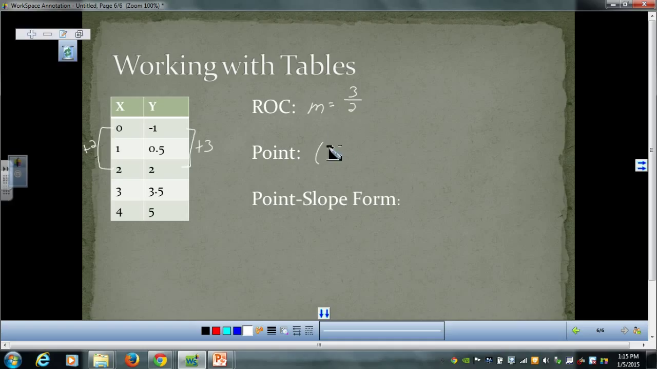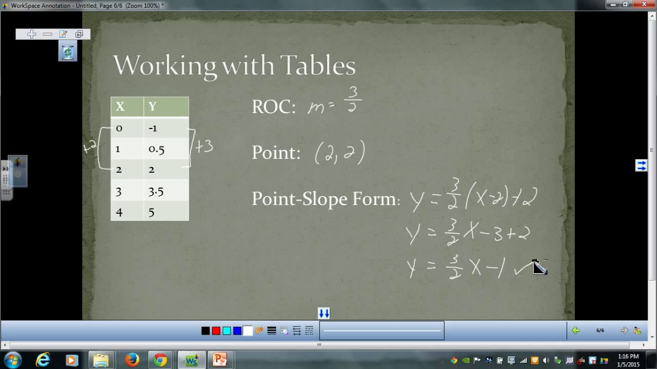All right. And if I pick the point 2, 2, my equation ends up being y equals 3/2 (x minus 2) plus 2. Now, once again, if you want to compare your equation to my equation to see if they're equivalent, we would just need to convert both to slope-intercept form. So that would be 3/2 x minus 3 plus 2. And if we combine like terms, 3/2 x minus 1 is this equation in slope-intercept form. So convert yours, and then if they match up, you know that you are correct.